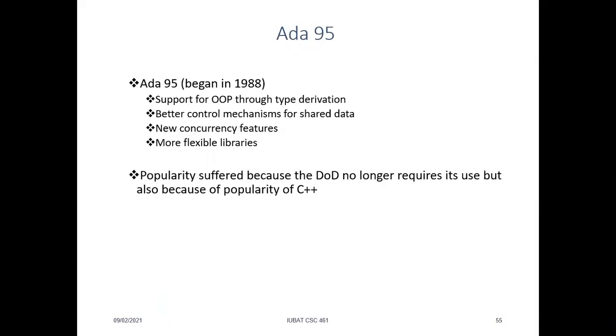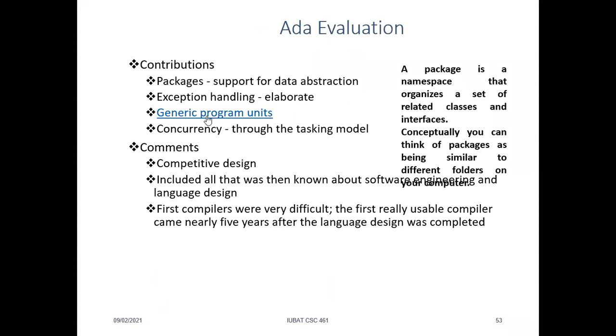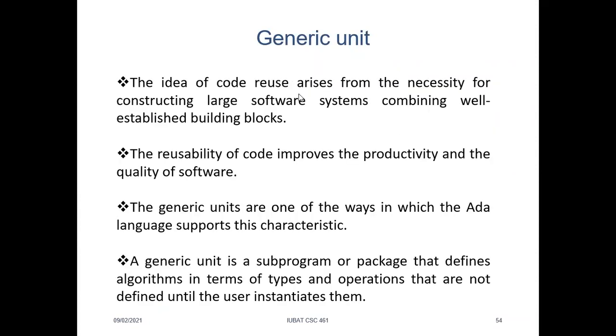Here, just one more. If you don't know what a generic unit is, the idea of code reuse arises when you are developing a large program. We need to reuse code more and more, and that's where the generic unit concept comes in. This is basically a function. Whenever you write a function, previously it was called a generic unit.